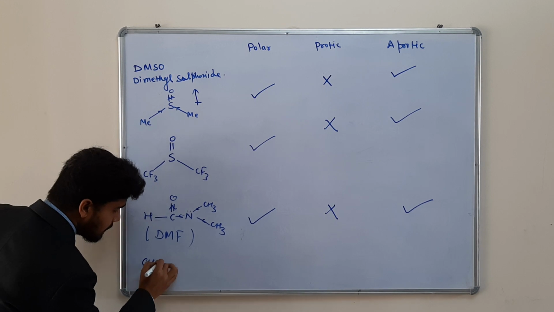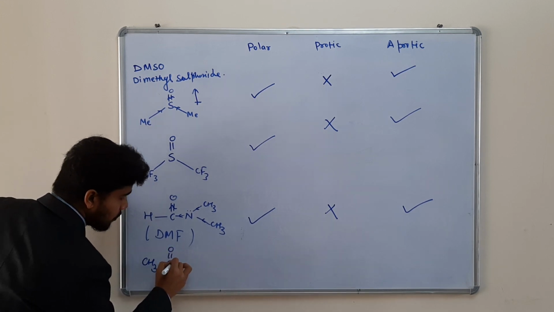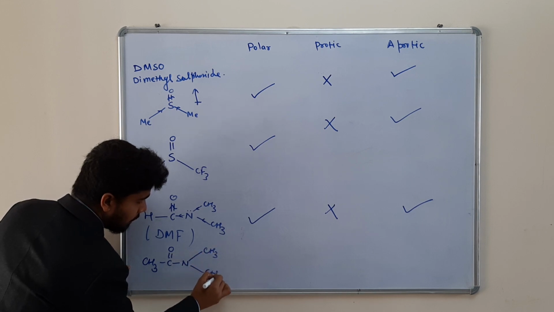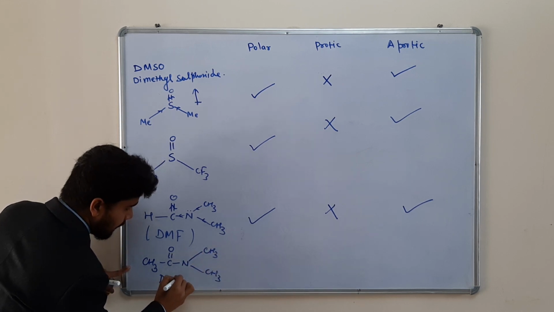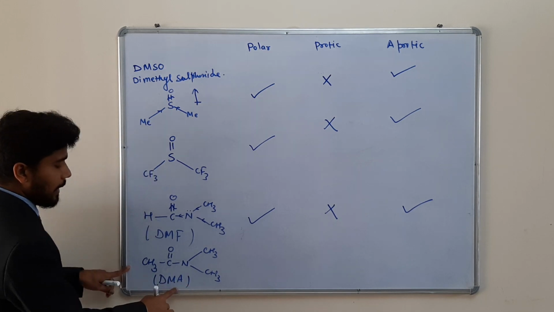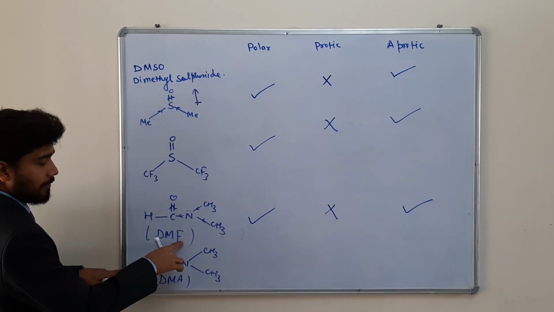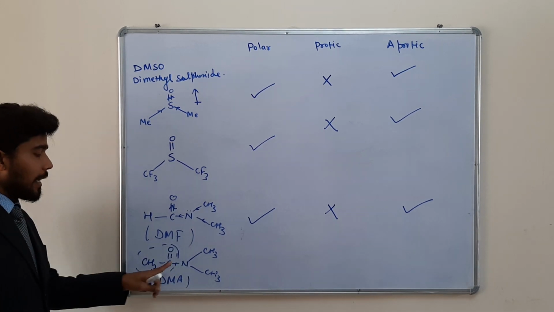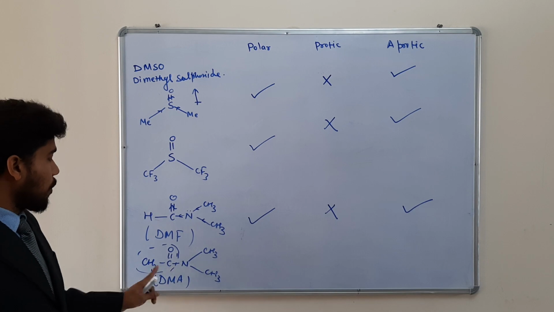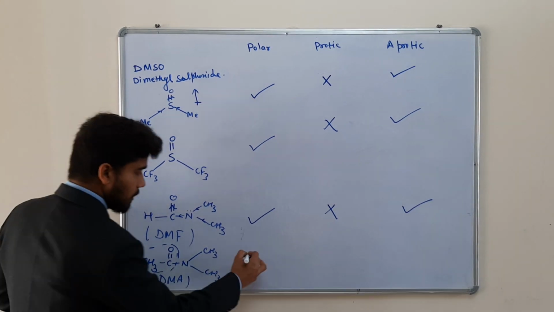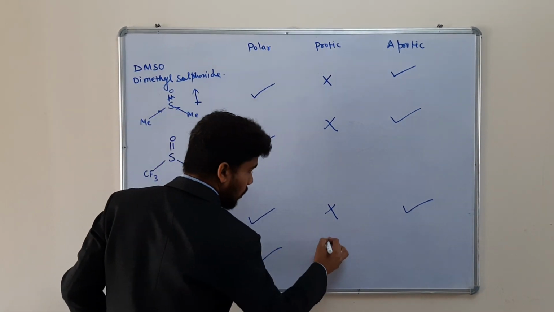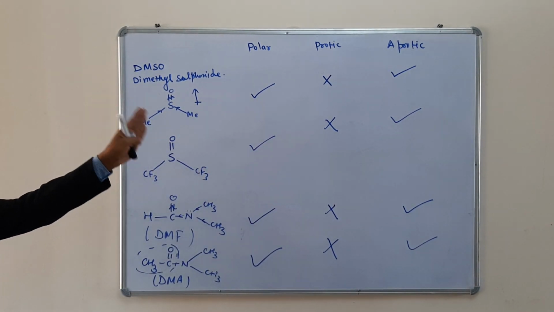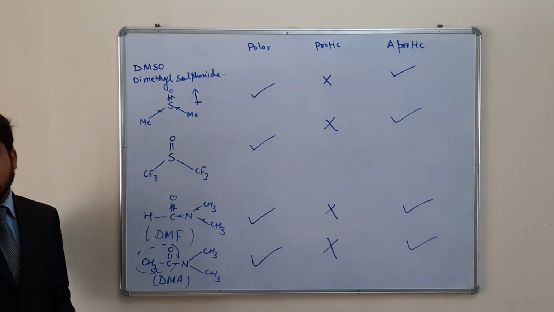Next one is DMA. I'll just mention some common solvents so that you will not have any confusion when they appear in front of you, and when they write the short name, you shouldn't have any confusion. DMA is dimethyl acetamide. F stands for formamide. This is the acetic part. You know that already. So dimethyl formamide. Is it polar? Yes. Protic? No. Aprotic? Definitely. So these are some common polar aprotic solvents.